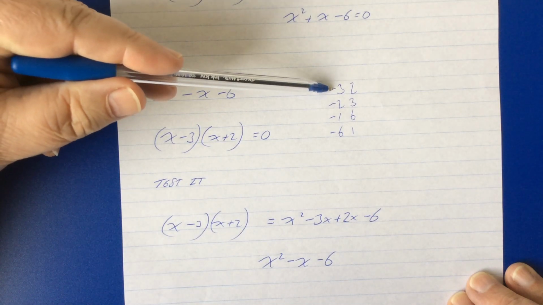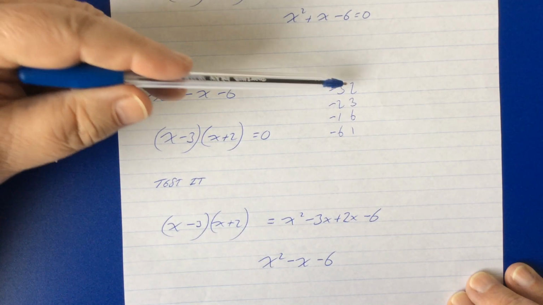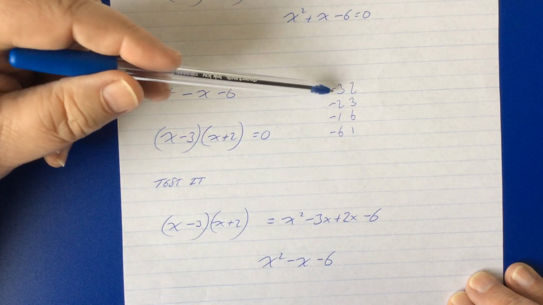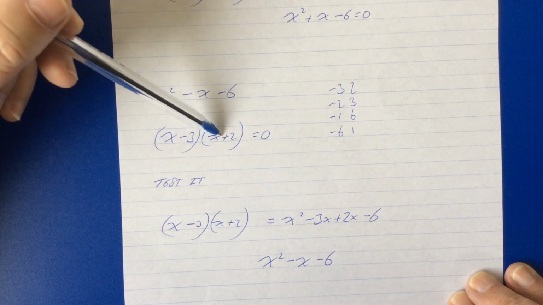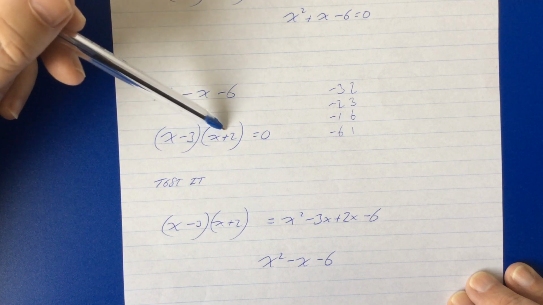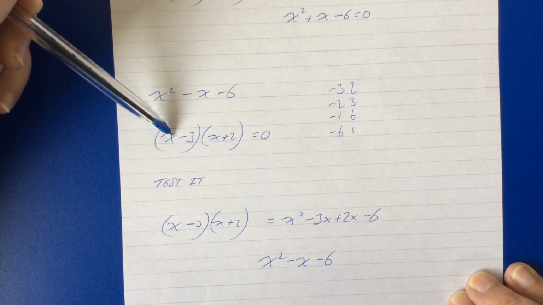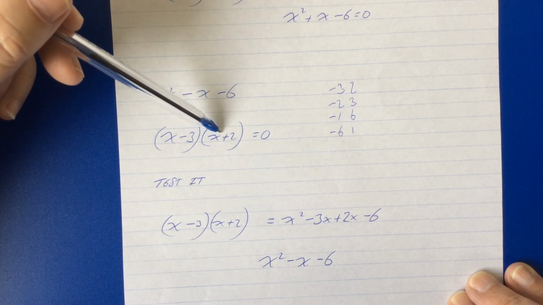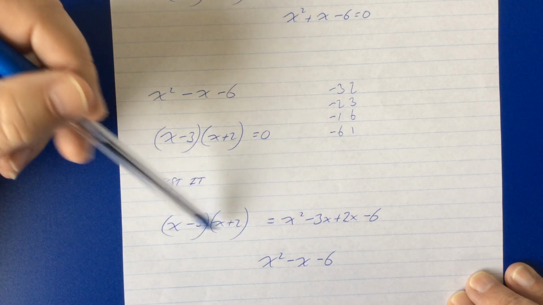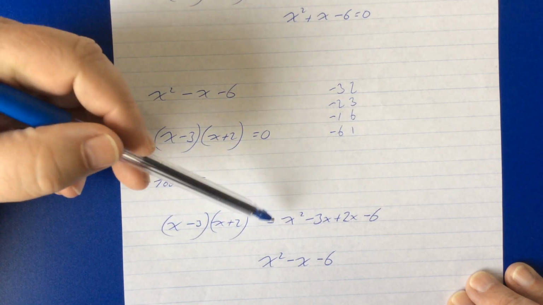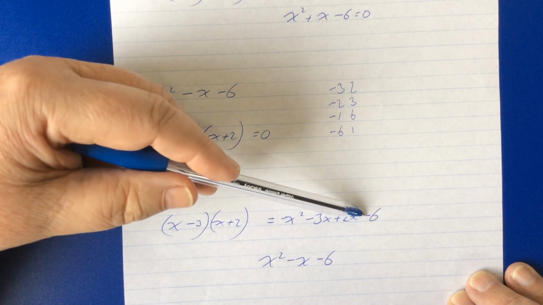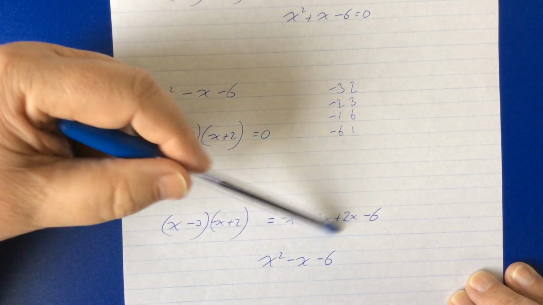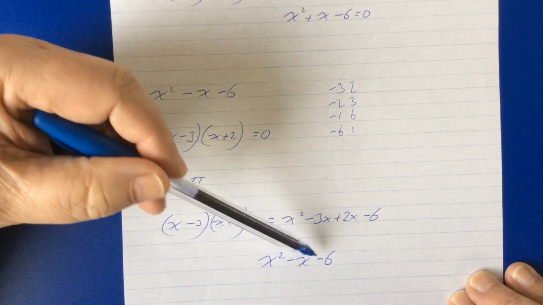And it's this pair here. Negative 3 times 2 is negative 6. Negative 3 plus 2 is negative 1. And here we have it set out in the brackets. x minus 3, x plus 2. Testing it, multiplying this out, x squared minus 3x plus 2x minus 6. When we tidy this up, we get x squared minus x minus 6.